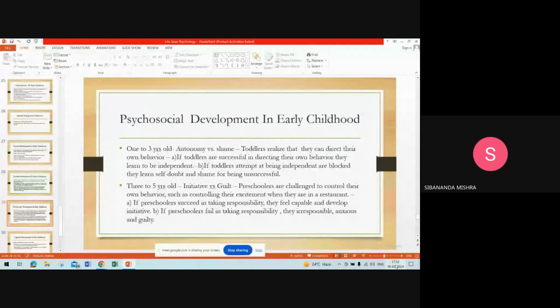Okay, 1 to 3 years old, as per Erikson's theory. Second is 3 to 5 years old: initiative versus guilt. Preschoolers, the small children, are challenged to control their own behavior, such as controlling their excitement when they are in restraint.